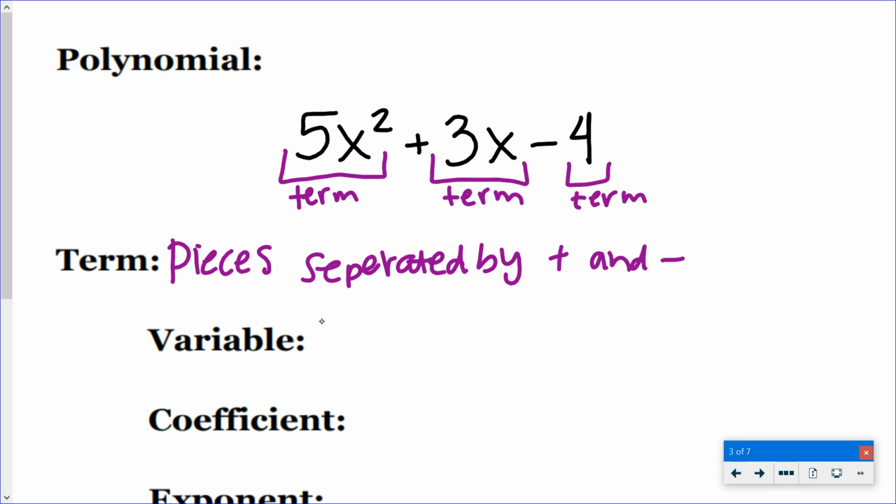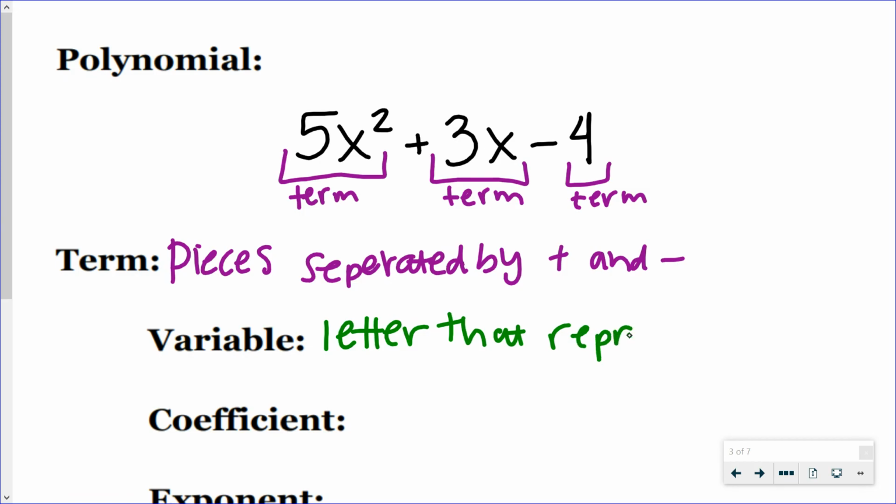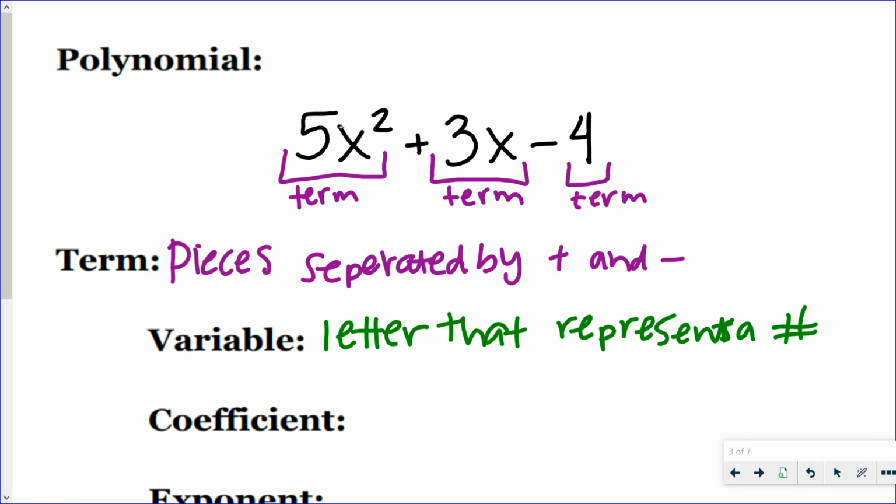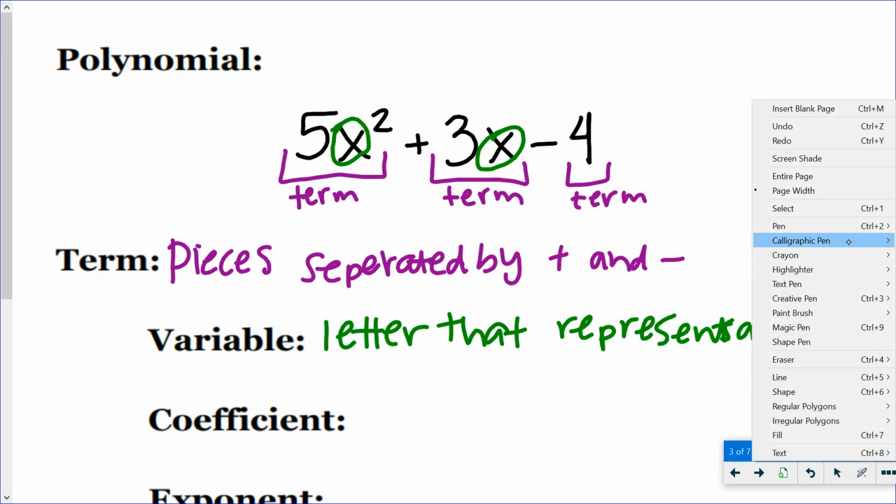The next step is the variable. The variable is the letter that represents a number. Okay, so our variables here are the x. Those are our variables. If you want to use colors to help you organize your notes, that can be a good idea with this one.